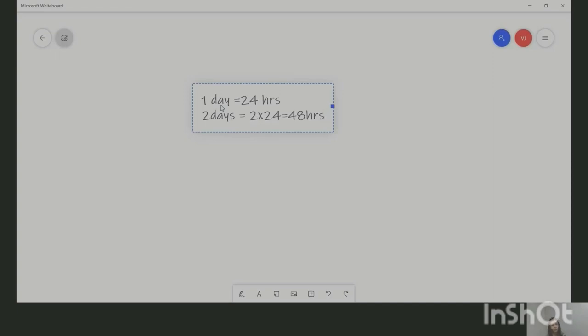1 day is 24 hours, so 2 days will be 2 multiplied with 24, that is going to give you 48 hours. Similarly, if I have to find out how many hours are there in 3 days, I'll write 3 multiplied with 24, that is going to give me 72 hours. So this was the relation between time units. We have done 3 relations. We have taken up minutes into seconds, hours into minutes, and days into hours.